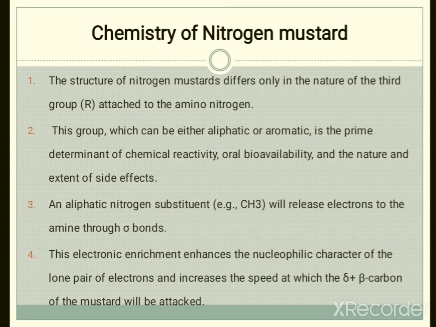This electronic enrichment enhances the nucleophilic character of the lone pair of electrons and increases the speed at which the beta carbon of the mustard will be attacked. That means a positive inductive effect will be there.